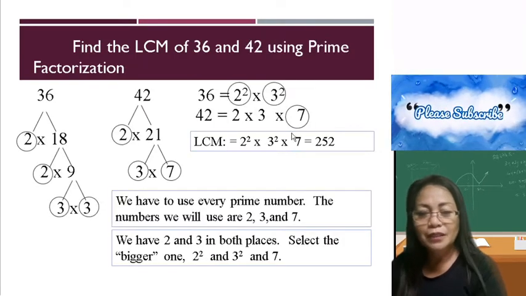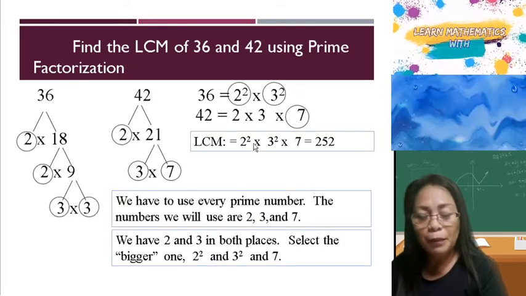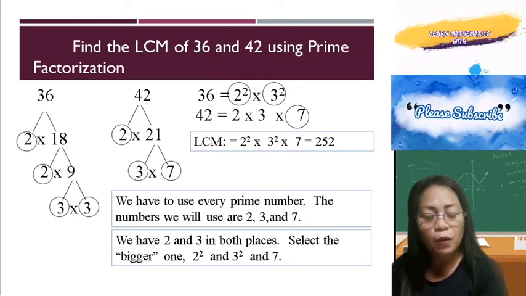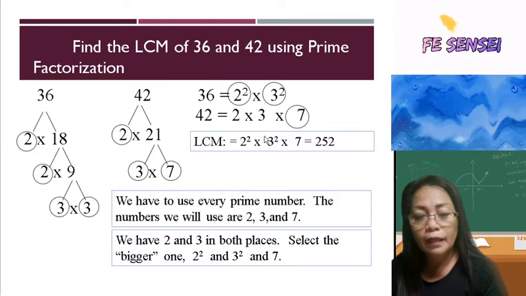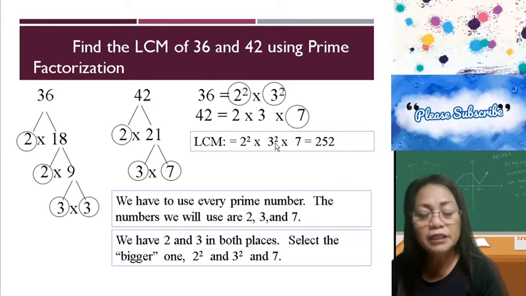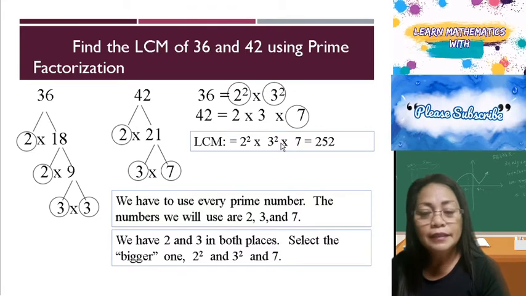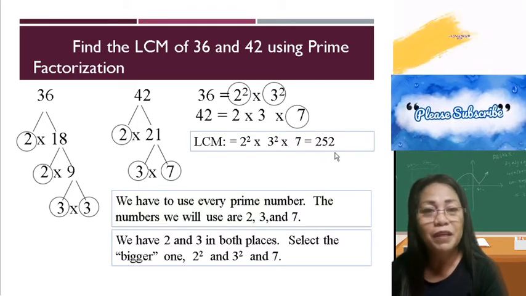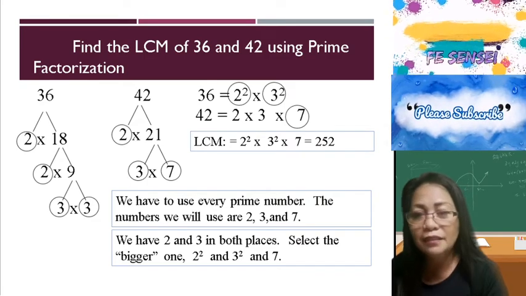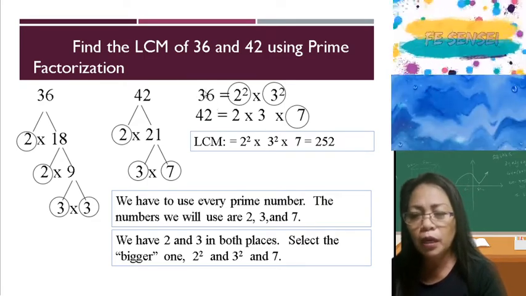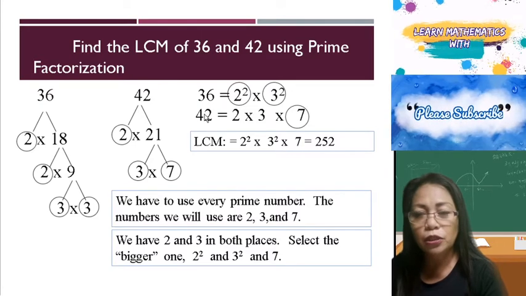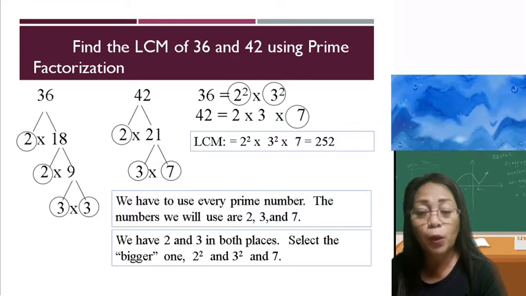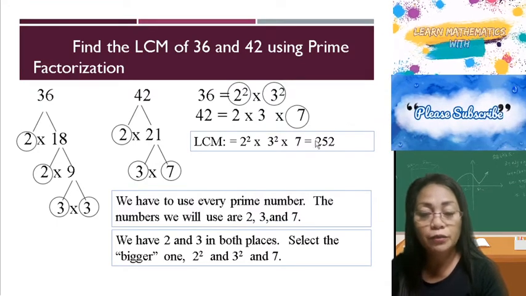So, multiply 2 times 2 equals 4, times 3 times 3 equals 9. So, 4 times 9 times 7 is 252. It means that for these numbers 36 and 42, their least common multiple is 252.